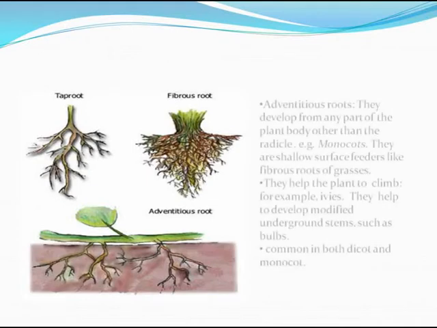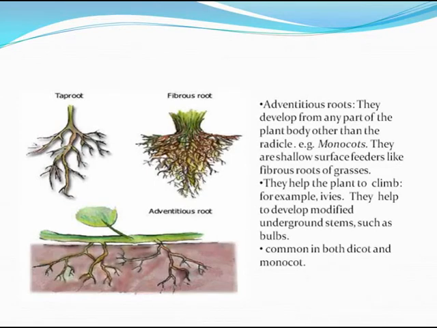Coming to the adventitious roots. They develop from any part of the plant body other than the radicle. Examples are monocots. They are shallow surface feeders like the fibrous roots of grasses. They help the plant to climb, for example, ivies. They help to develop modified underground stems such as bulbs. They are common in dicots as well as in monocots.